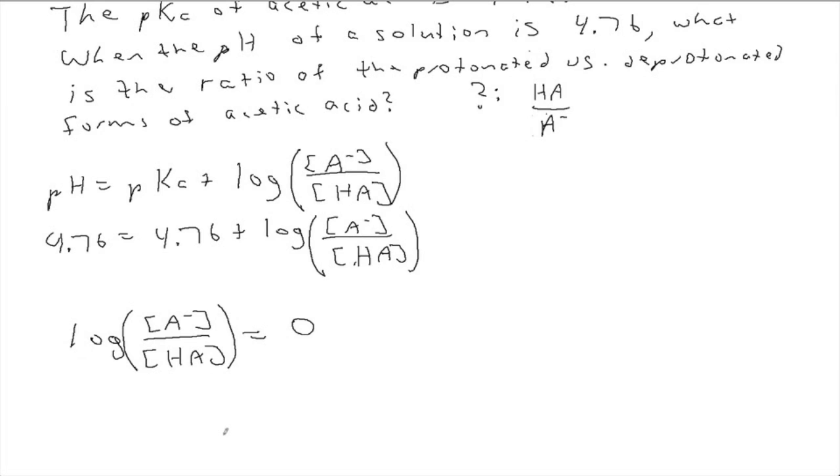Without the logarithm, I don't know. Well, remember that we did a lot of exercises on how to rewrite equations without logarithms? Oh, yes. You do 10 to the power of 0 is equal to A minus over HA. How could you simplify the left-hand side? This is 1 is equal to A minus over HA.